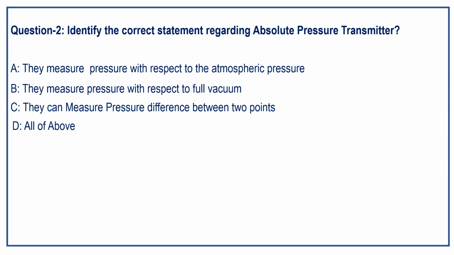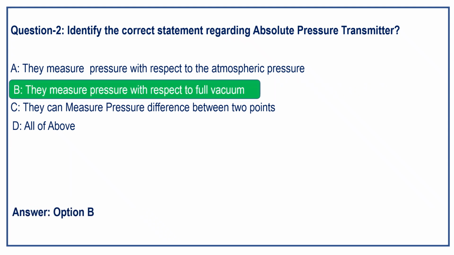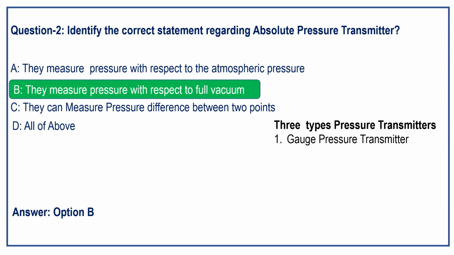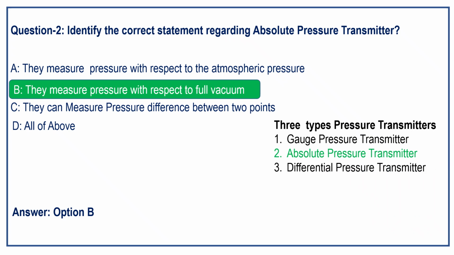So the right answer of this question is option B. They measure pressure with respect to full vacuum. Yes friends, the absolute pressure transmitter measures pressure with respect to full vacuum. As you know, there are three types of pressure transmitter: gauge pressure transmitter, absolute pressure transmitter, and differential pressure transmitter. So the absolute pressure transmitter measures the pressure with respect to full vacuum.